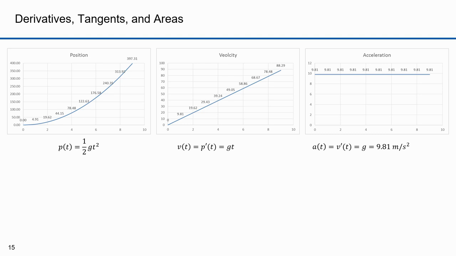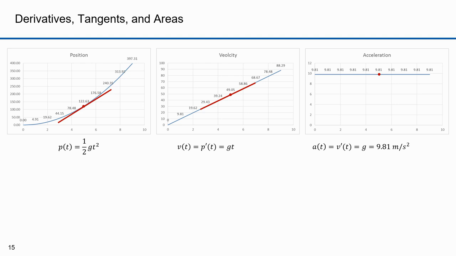Let's look at the slopes of these functions. So I'm going to go through this again. Start with this point on the position curve. Here's the tangent. There's the slope on that curve. And with velocity, it's easy. It's a straight line. And that's consistent with acceleration being constant.